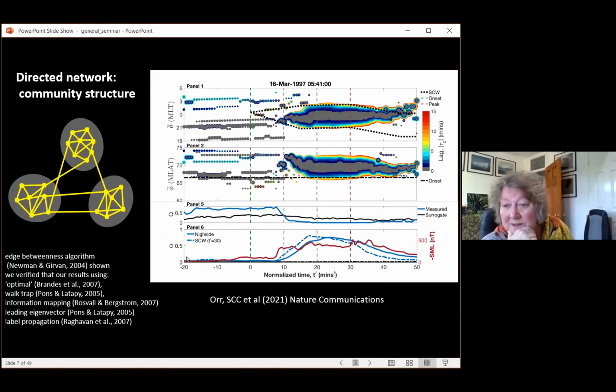But we could do a lot better than that. Now we've got a network. Once you've created a network, remember it's changing with time and it's a function of lag as well. You can look for how patchy it is. Is it uniform? Is every part of the network connected to every other with the same probability? Or do you have little communities? There's an idea in network science called community structure, and I'm just showing it here.